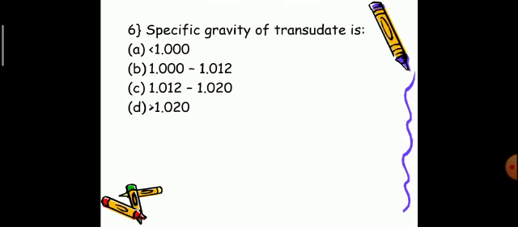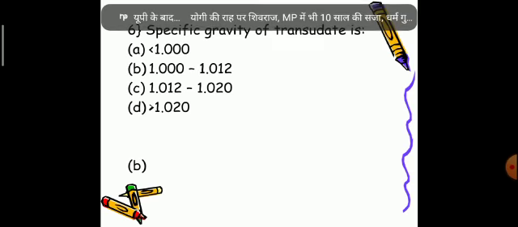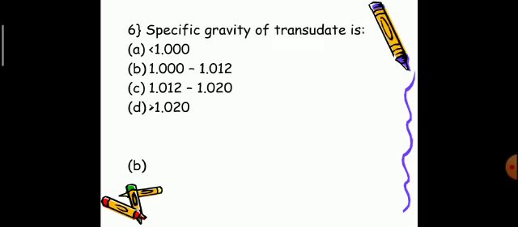Specific gravity of transudate is, so transudate has less specific gravity. The answer is B, 1.0 to 1.012.